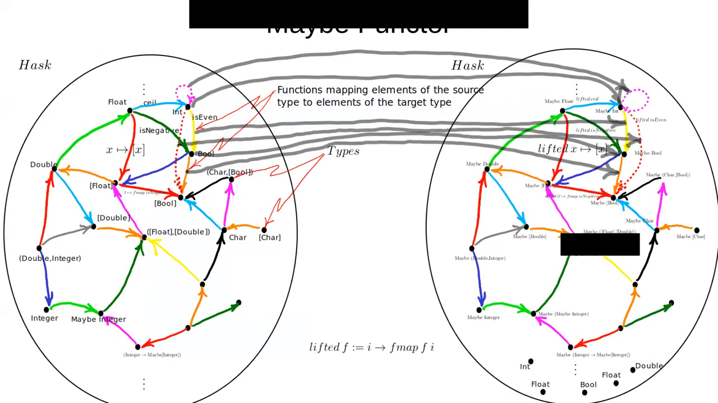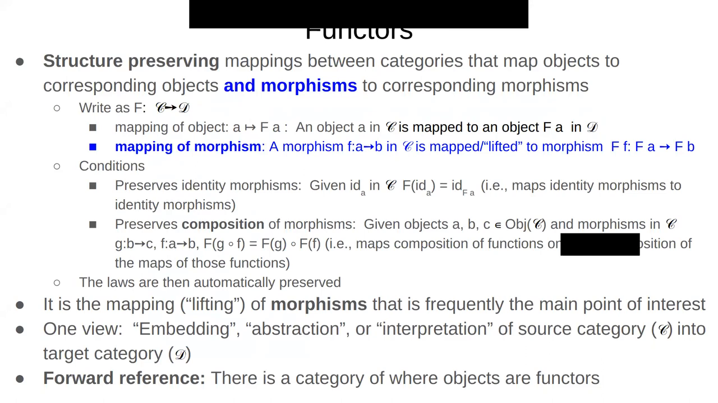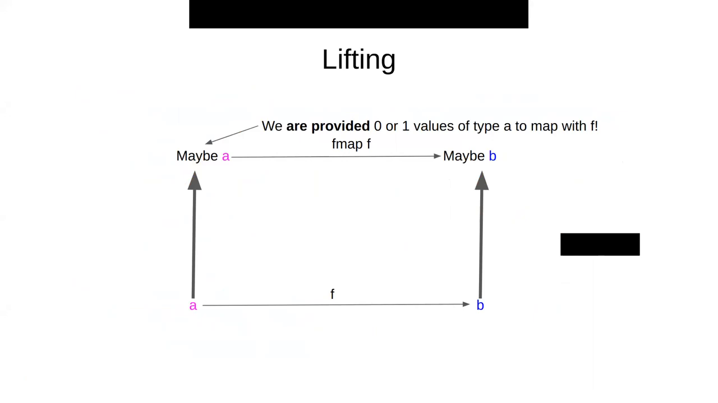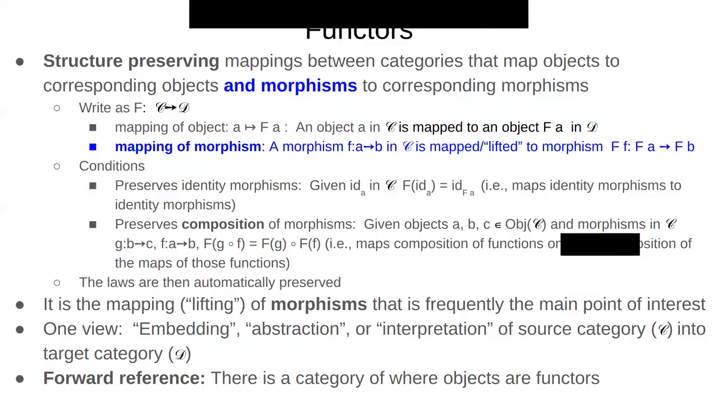So we've talked about functors as structure preserving mappings, and we've just gone over some of their properties: structure preserving mappings between categories that preserve identity morphisms and composition, that honor composition, etc. I'm not going to go over that for this part of today's lecture. But what I want to talk about is their role in lifting morphisms, and particularly connect it with the programming use of functors.